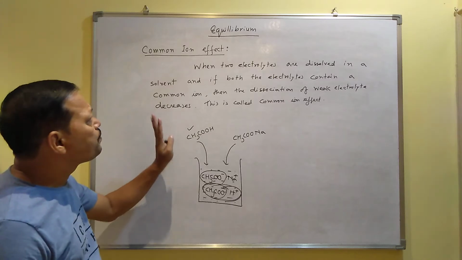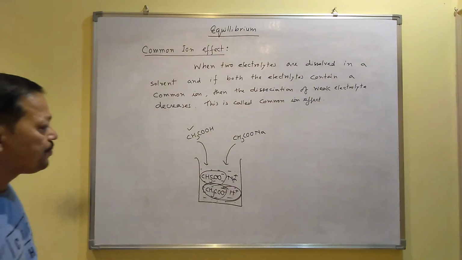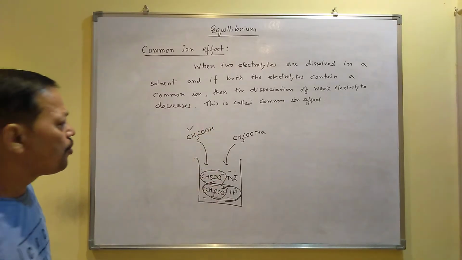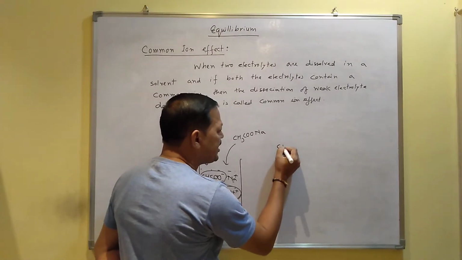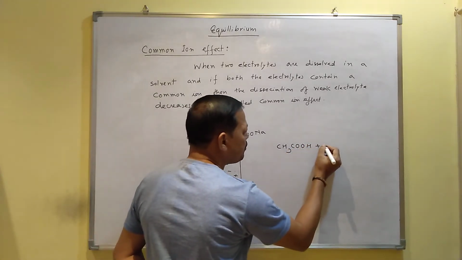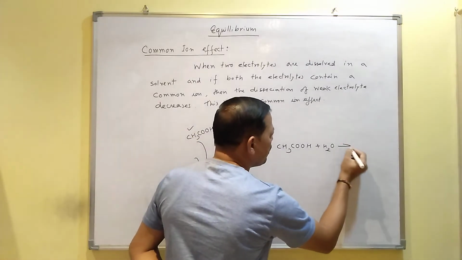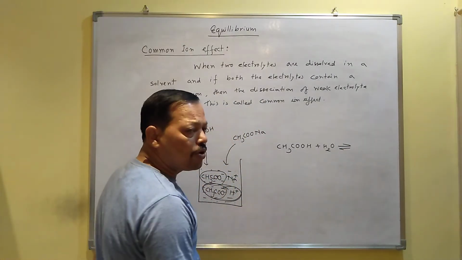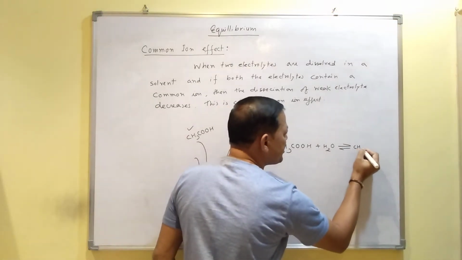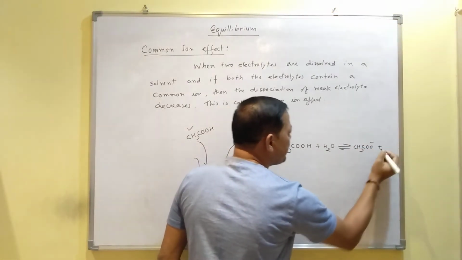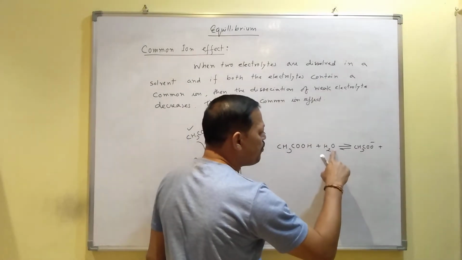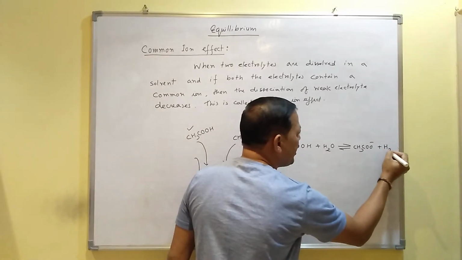This effect is called common ion effect. Now, why does the dissociation of the weak electrolyte decrease after adding the strong one? As you know, acetic acid, CH3COOH, when you dissolve it in water, since it is weak, it does not undergo 100% ionization, so it produces ions like CH3COO minus, and since this is an acid, it will release H plus ion, and that H plus ion combines with water to produce hydronium ion, H3O plus ion.